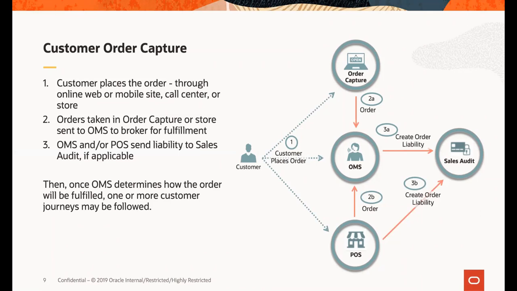But before that happens, if there's any kind of money that's captured from the customer, so any kind of payment that the customer makes, particularly this happens if it's an in-store order, I think, then we can capture an order liability that's sent to sales audit and can be booked as a liability to the general ledger. And that gets offset later when the customer order is fulfilled. So then once order management determines how the order will be fulfilled, that's where it starts to take different paths based on that fulfillment journey.